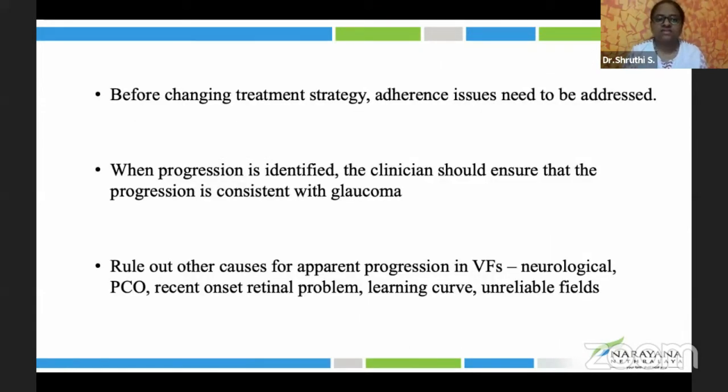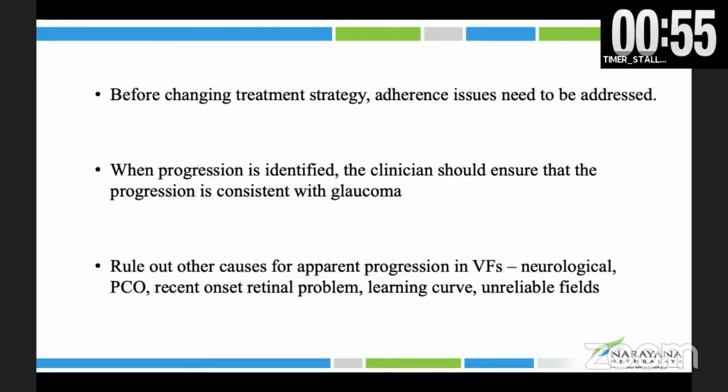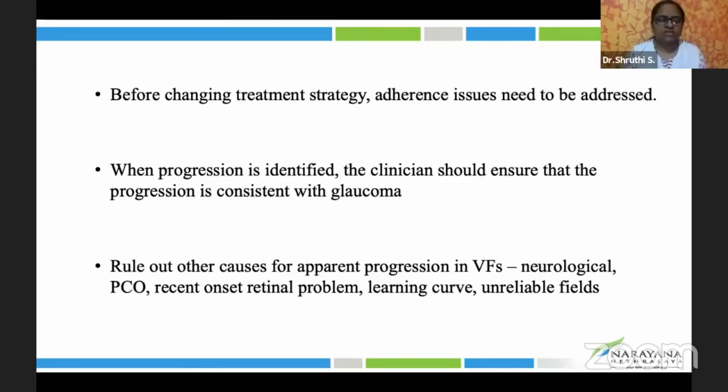Before changing the treatment strategy, other factors have to be addressed. When the progression is identified, we need to assess whether the patient is doing the test properly and using the eye drops properly as advised, for example once instead of twice. The clinician should also ensure that the progression is consistent with glaucoma.